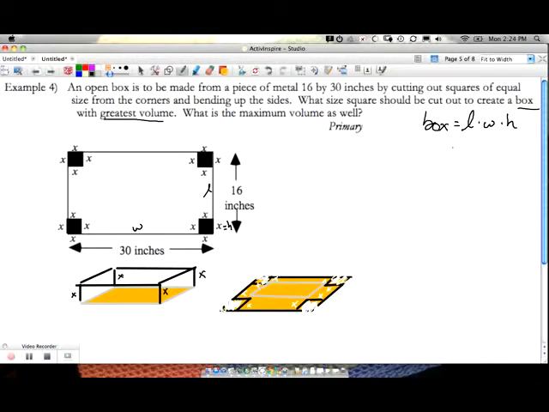Okay, now that we got that idea going on, our length was 16, but notice that this length and this width have pieces being cut off. We're cutting off an x here and an x here. So we got one x and one x gone. So we start with 16. And then we take away a couple of x's. And similarly for the width, that's going to start with 30, but then we're going to take away a couple of x's.